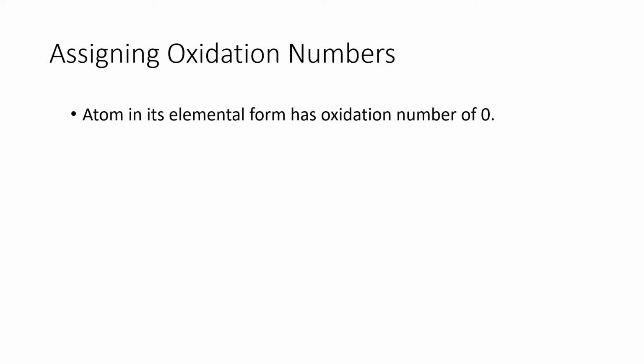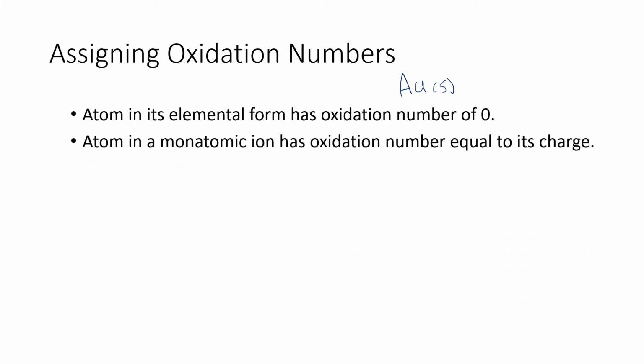As an example of something that's an element in its elemental form, if you have gold, which has the symbol Au and it's a solid, well, that's its normal stable elemental form. It has an oxidation number of 0.